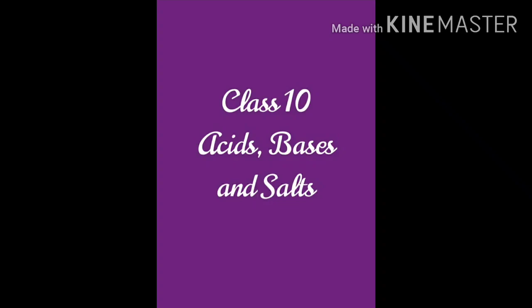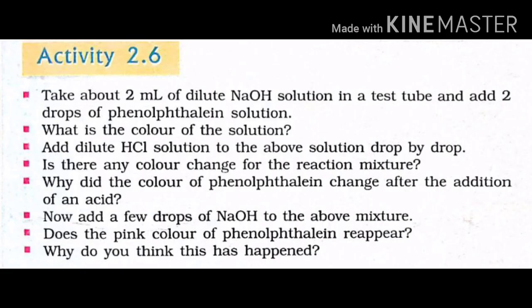Let us understand the neutralization reaction by an activity. Take about 2 ml of dilute NaOH solution in a test tube and add 2 drops of phenolphthalein solution. What is the color of the solution? Add dilute HCl solution to the above solution drop by drop.